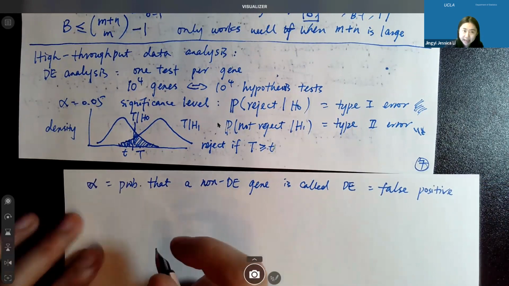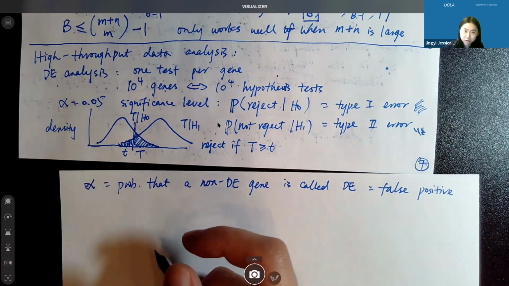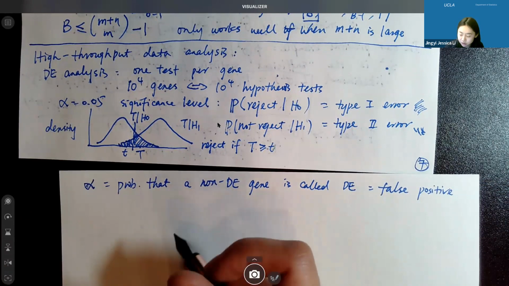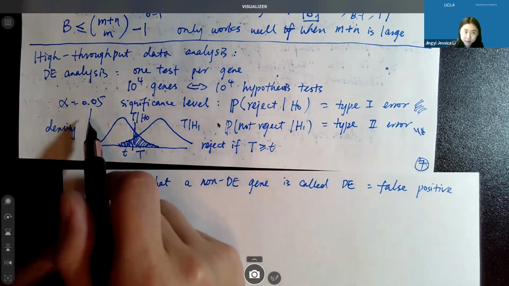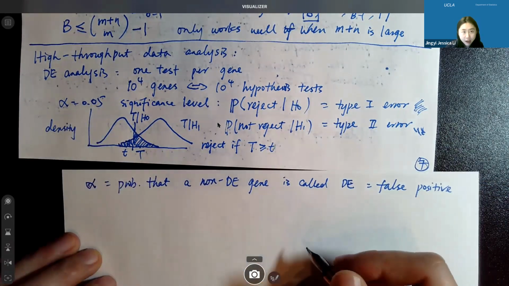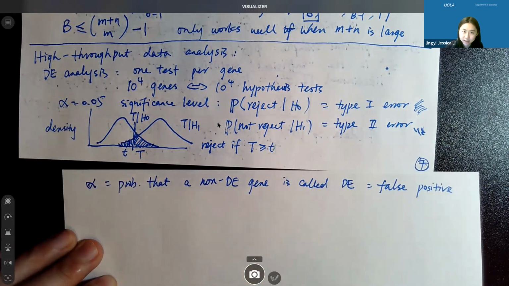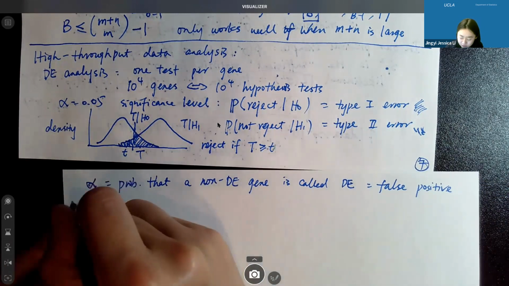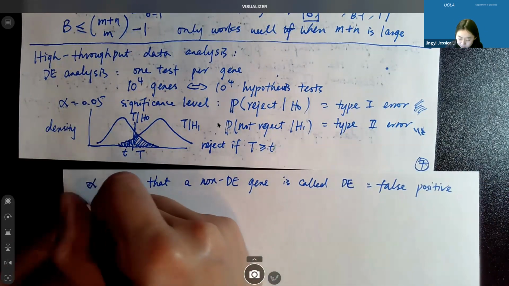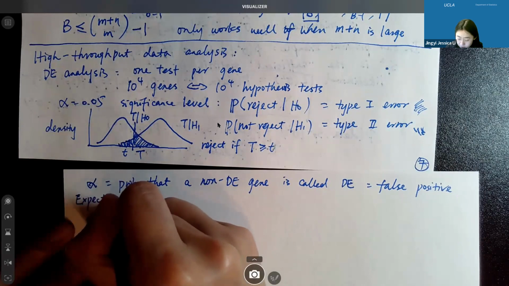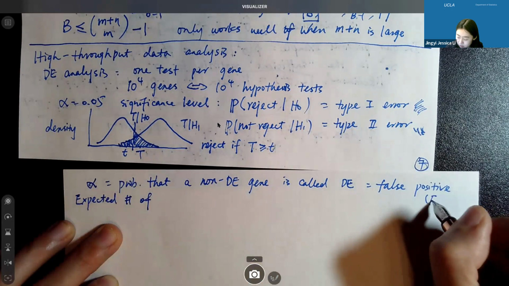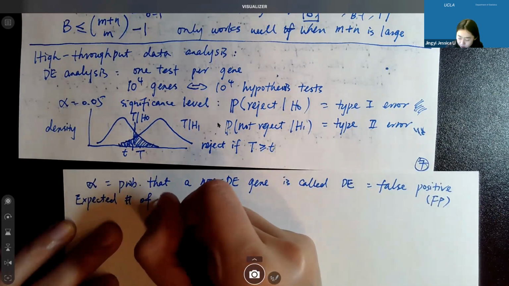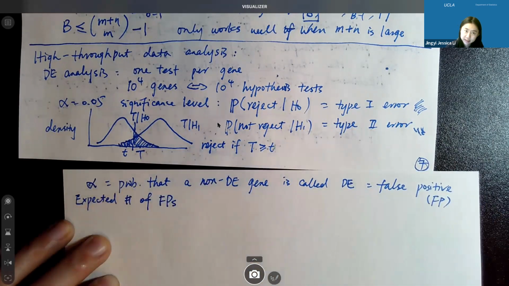So let's say that if we have just one test to do, then the chance we're making a type 1 error is alpha, right? If alpha is 5%, it's 5%. How about if we have 10,000 genes? So therefore, you see the expected number of, I call this FP, of false positive genes is actually what?